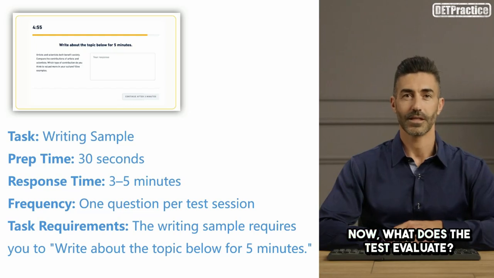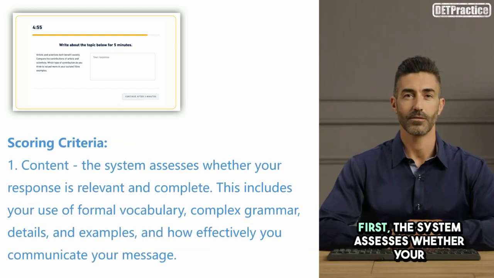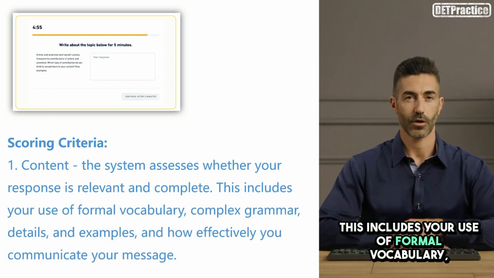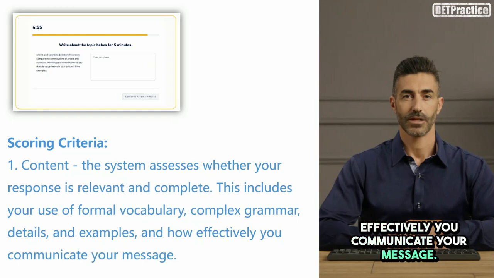Now, what does the test evaluate? The scoring system focuses on 4 key areas. First, content. The system assesses whether your response is relevant and complete. This includes your use of formal vocabulary, complex grammar, details and examples, and how effectively you communicate your message.